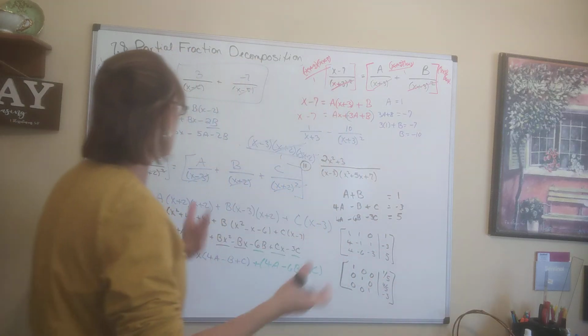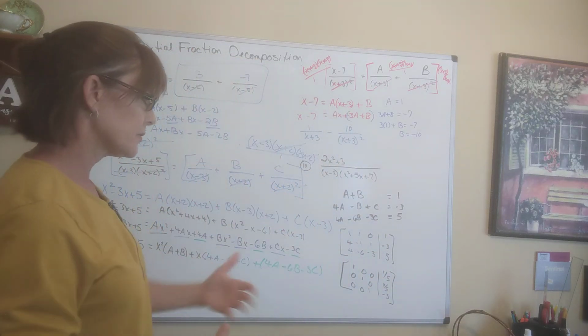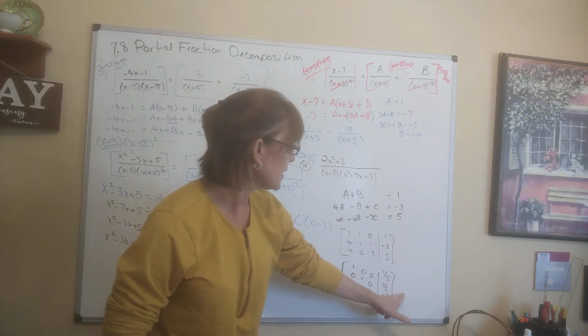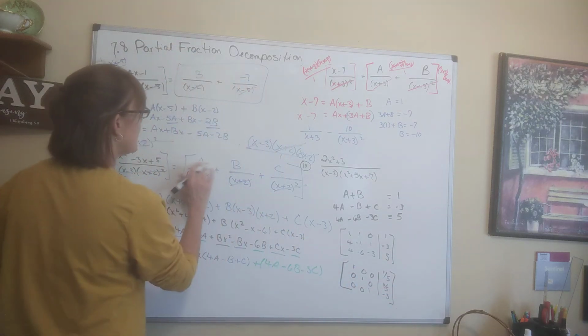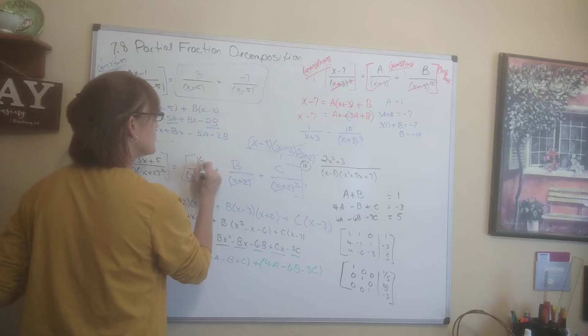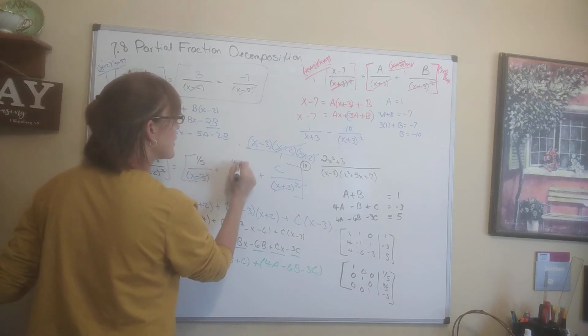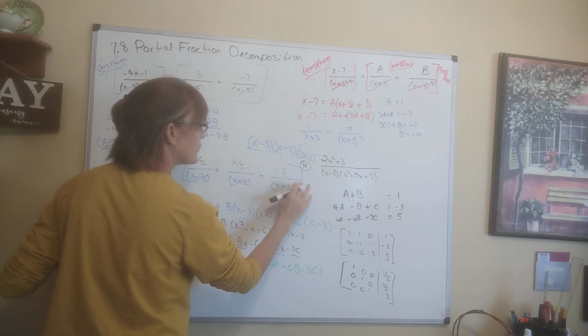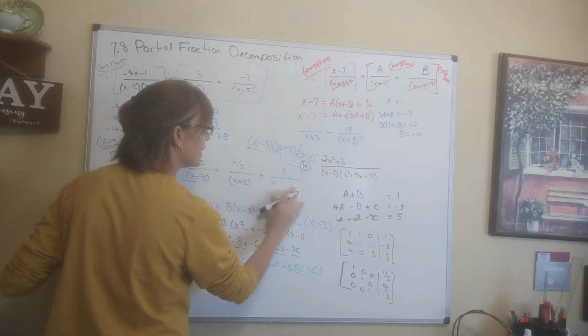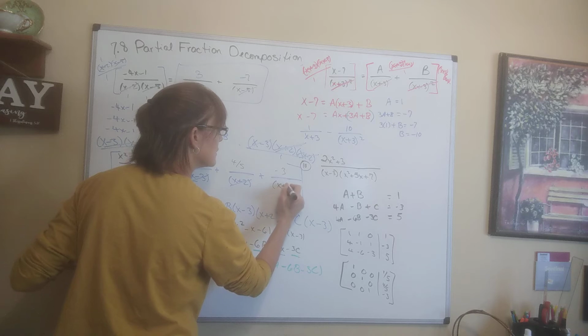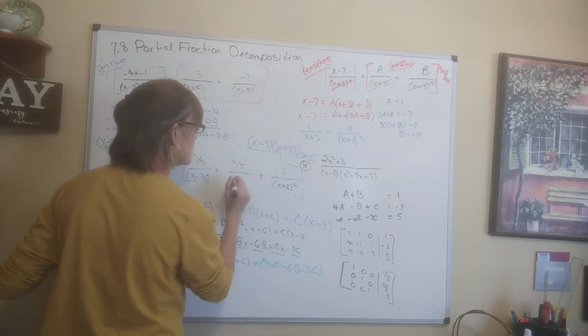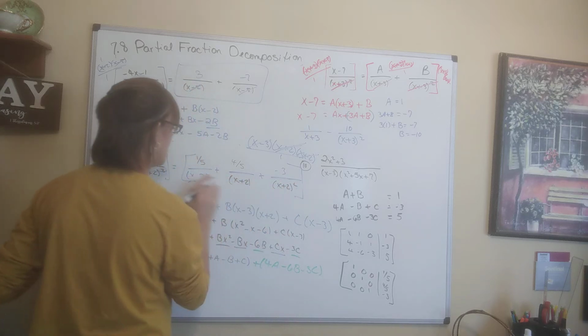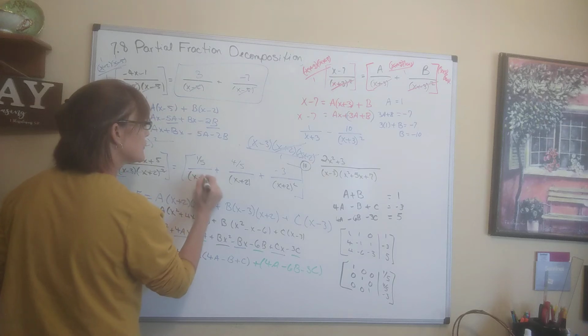All right, so what is my final answer? This is what A is, this is what B is, and this is what C is. A is 1 over 5. B is 4 over 5. C is negative 3. And of course, these are not slashed out. These are x plus 2 squared. All right, so this is your final answer.